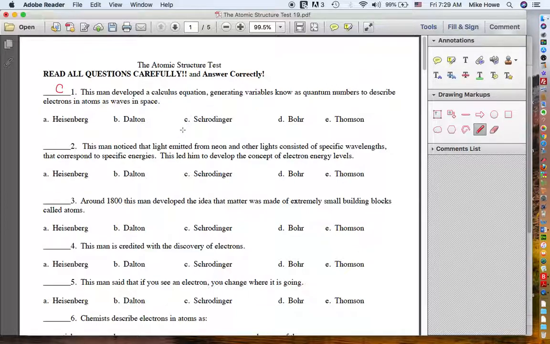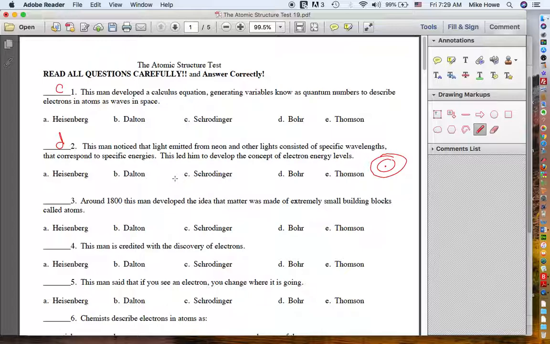The man that noticed that light emitted from neon and other lights consisted of specific wavelengths that correspond to specific energies, and then developed the concept of energy levels. That was the Niels Bohr model of the atom, where you have the rings around the nucleus. We did the spectrum, the light tubes in the glasses, and looked at the colored lines that were emitted. That was Niels Bohr.